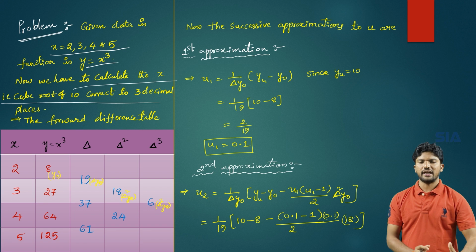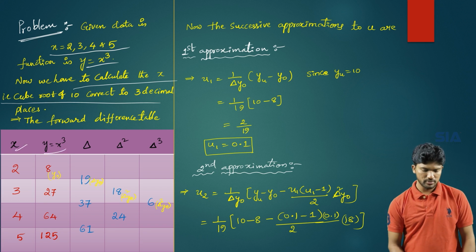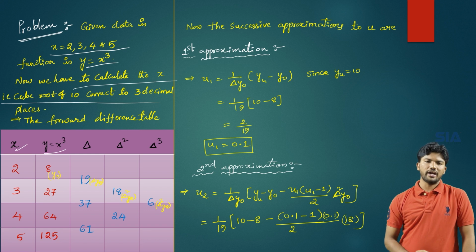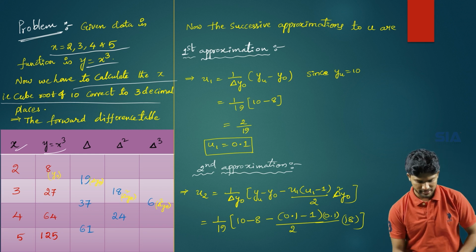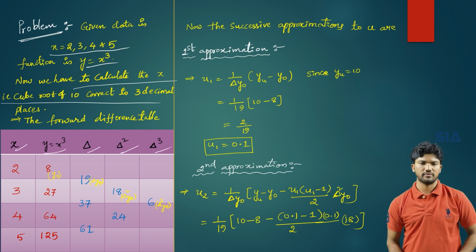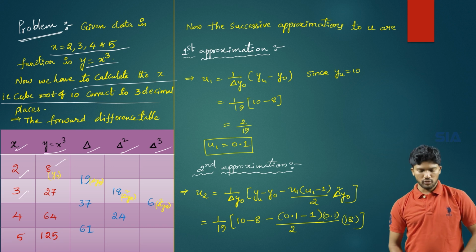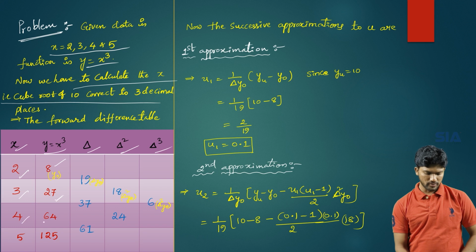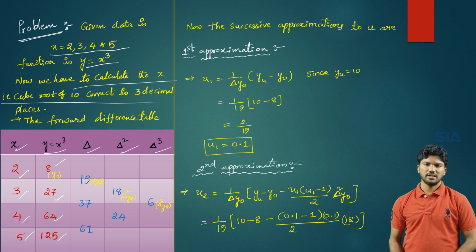For the given data, we can write the forward difference table with x and y is equal to x cube. Here we have a total of 4 known values, so we'll get the table up to the third forward difference: first forward, second forward, third forward difference. When x is equal to 2, 2 cube is 8. When x is equal to 3, 3 cube is 27. x is equal to 4, 4 cube is 64. x is equal to 5, 5 cube is 125. Those are all the given values.